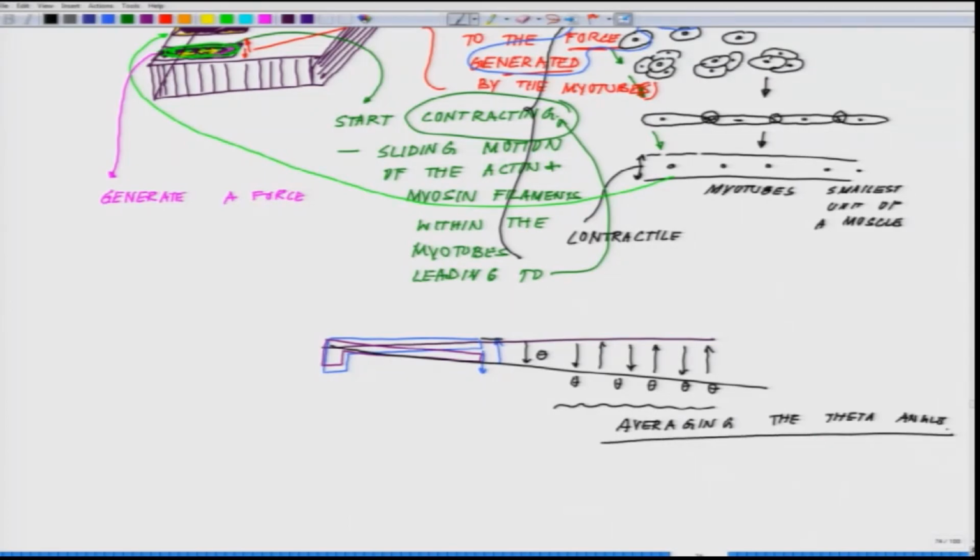Once you average out the theta angle, you can use an equation which is called Stoney's equation. Stoney's equation was developed a long time back, somewhere in the early 19th century. I will leave it for you to look into.